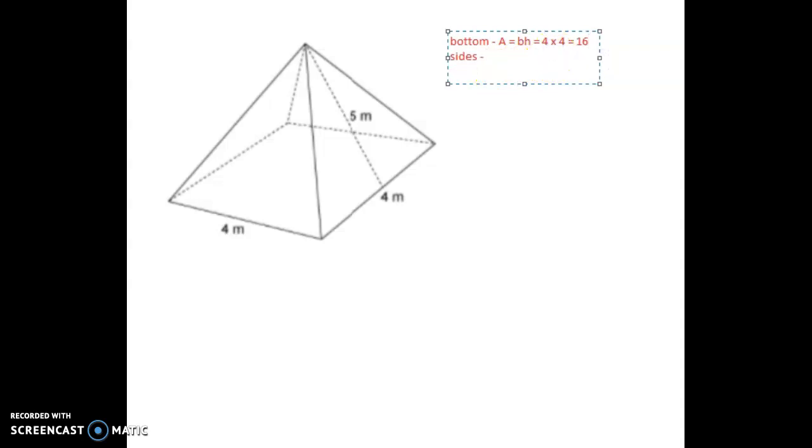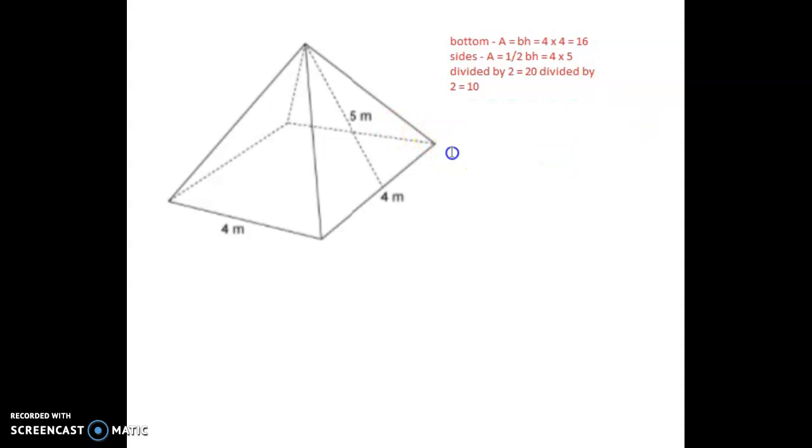Now let's do the sides. Now the side, it's important you put the right formula. The side is a triangle, right? If you look over here, this is a triangle. So it's going to be 1/2 BH. So that's going to be 4 times 5, that's the base and the height, but then divided by 2. So that's 20 divided by 2, which would give us 10.